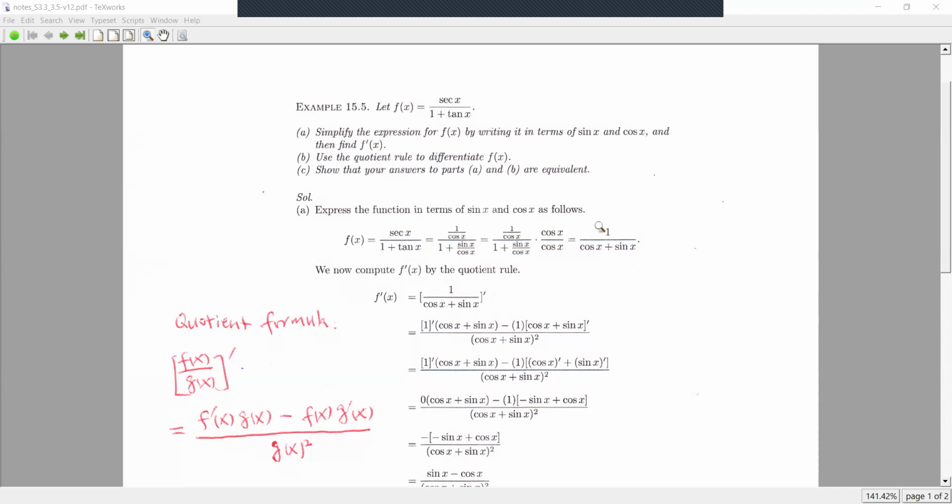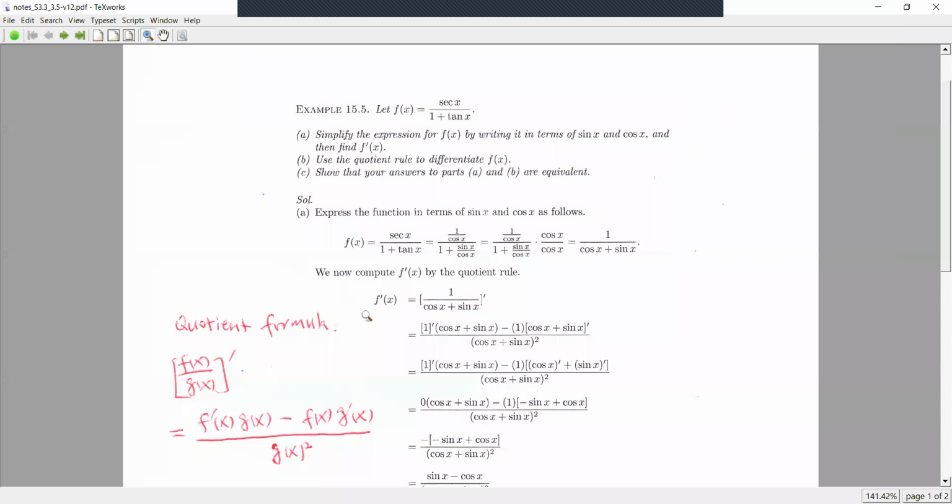It is 1. Denominator times denominator. Distribute cosine to 1, cosine to sine over cosine. Then the denominator is cosine plus sine. Therefore, the function f is simplified to 1 over cosine plus sine.